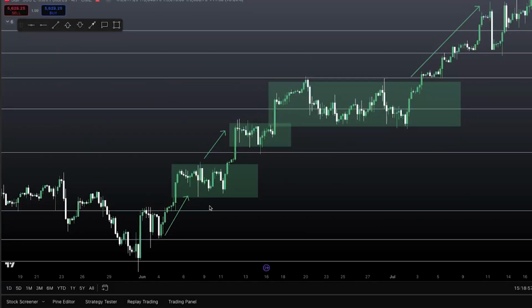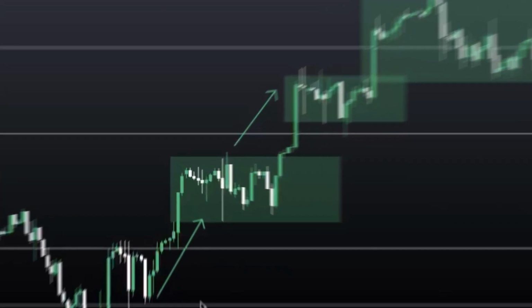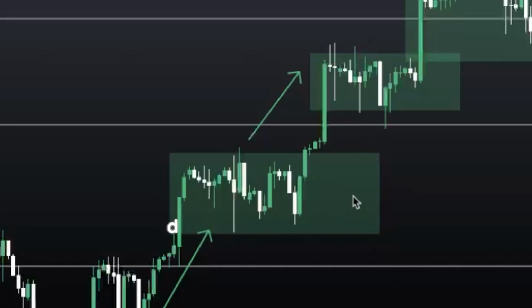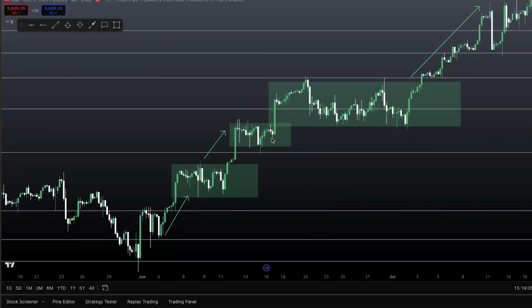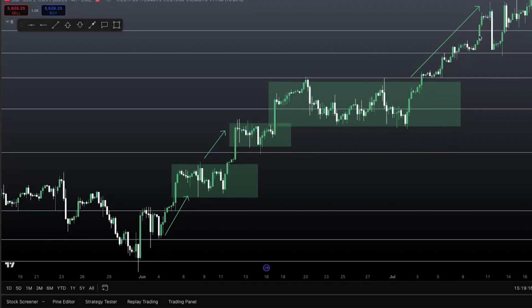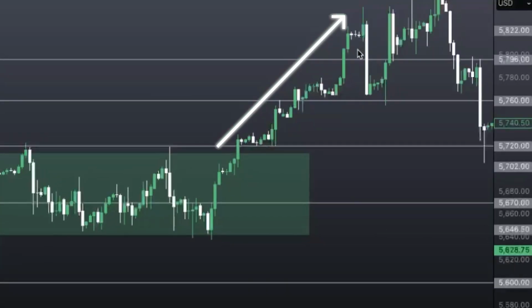The market cycles between periods of consolidation where price bases inside a range structure, followed by periods of trend when price breaks out of the range structure. The longer the period of consolidation, the longer time spent inside of this base, the larger and more powerful the trend move is when it breaks outside of the base.